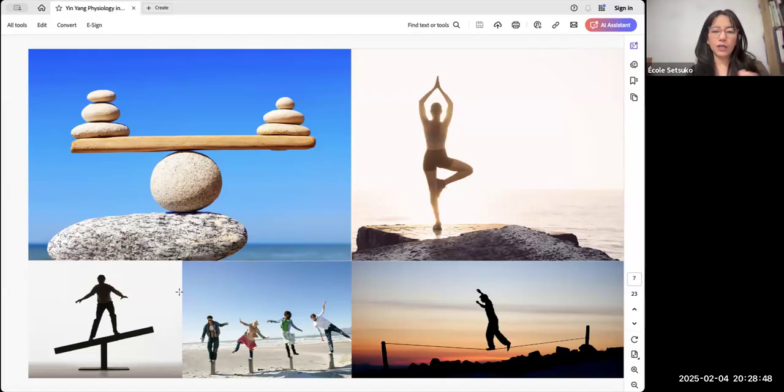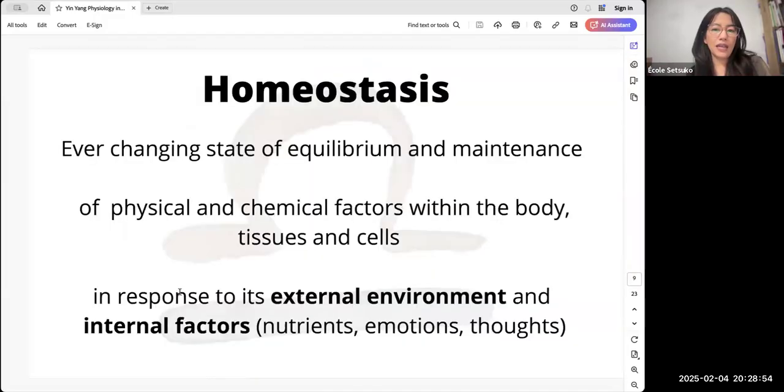Okay, so all of these pictures to me represent various forms of balance. And if I look at the word homeostasis, homeostasis in essence means balance. But remember, it's the ever-changing state of equilibrium and maintenance. So the key word is maintenance. How do we maintain these ever-shifting states of balance?